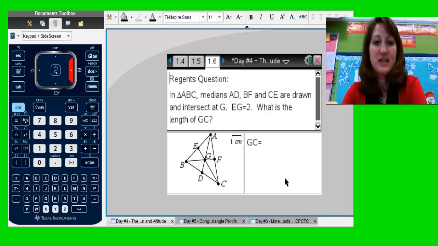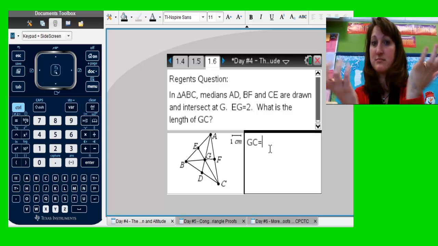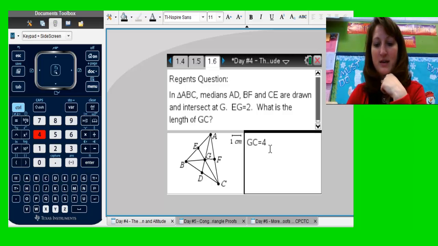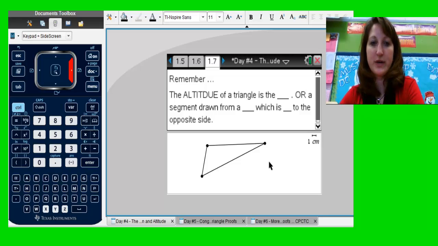Then they told us that EG, so this little piece right here from E to G, is 2. What's the length of GC? Well, if EG is 2, the short piece is 2, the long piece is 4. Okay? Alright, next thing we're going to do is just review altitude really quickly.